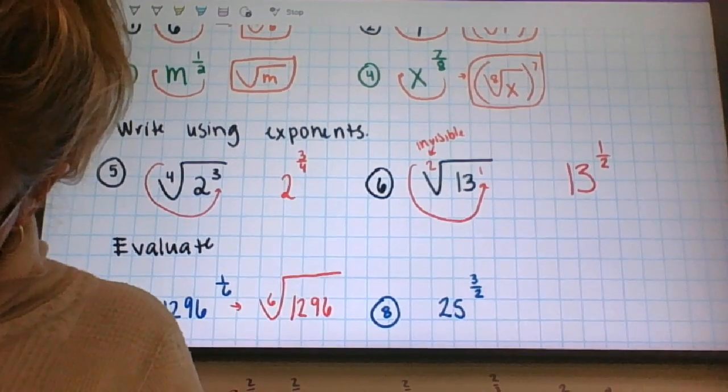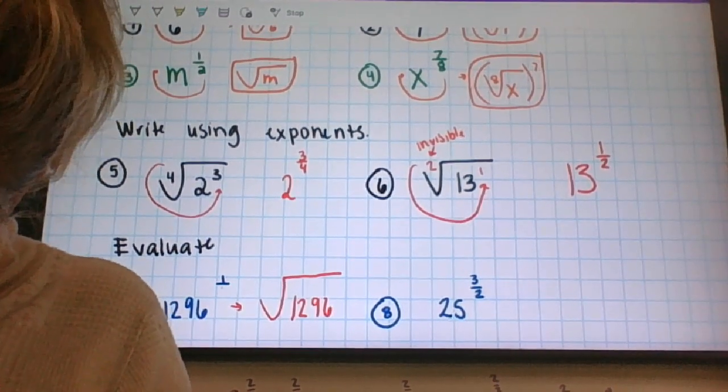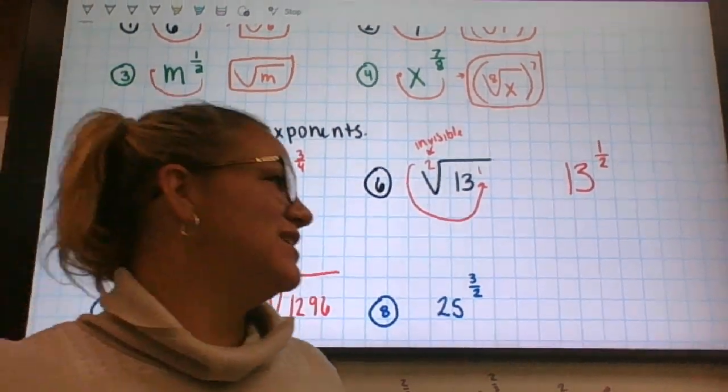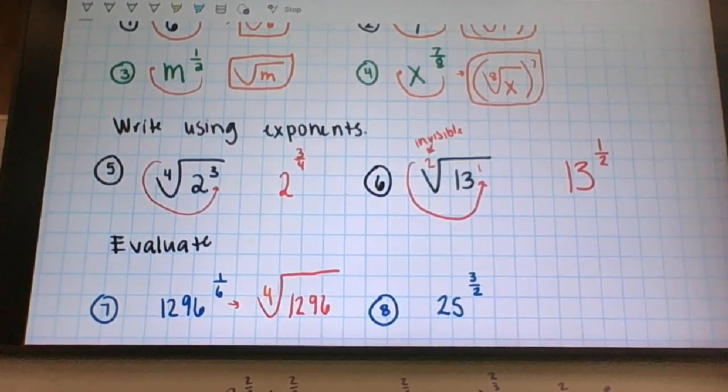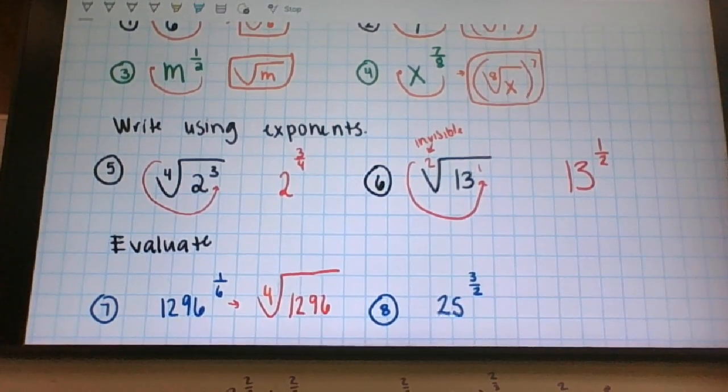You guys, I'm changing this to a little four. Change it to a little four. So now we're gonna take 1 to the 4th power. Let's see if it works to the 4th power.